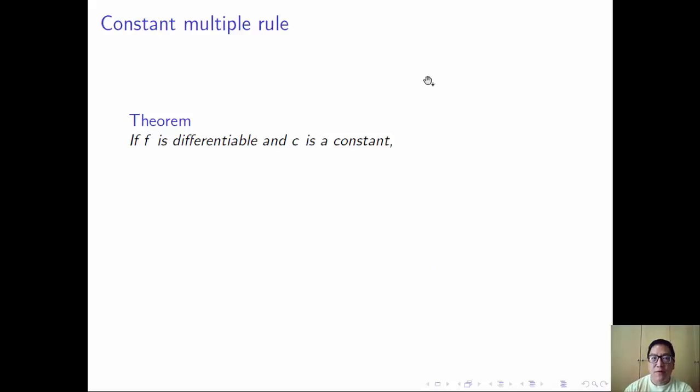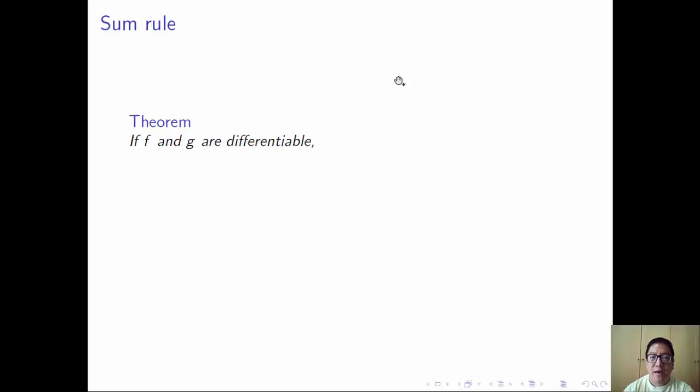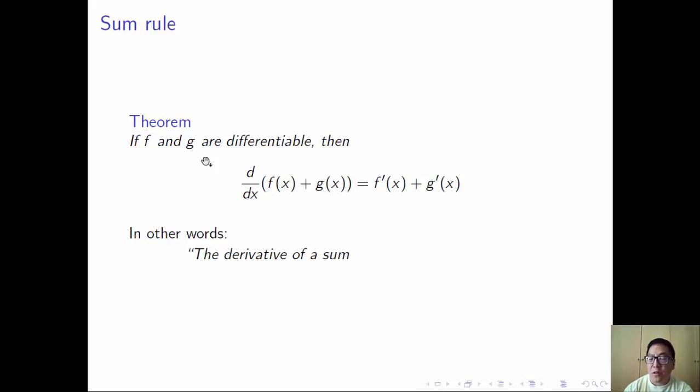Okay, so for example, we have the constant multiple rule, which says that if f is differentiable and c is a constant, then the derivative of cf is equal to c times the derivative of f. The derivative of cf equals cf prime. In other words, in that previously announced format, the derivative of a constant multiple is the constant multiple of the derivative. Next, here's the sum rule. If f and g are differentiable functions, then the derivative of f plus g is f prime plus g prime. In other words, the derivative of a sum is the sum of the derivatives.